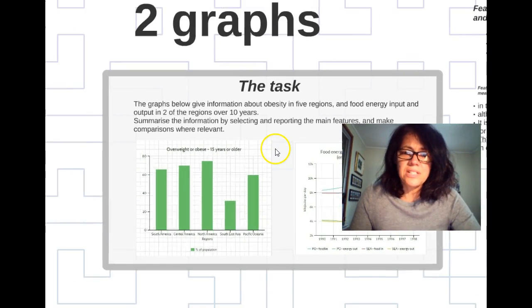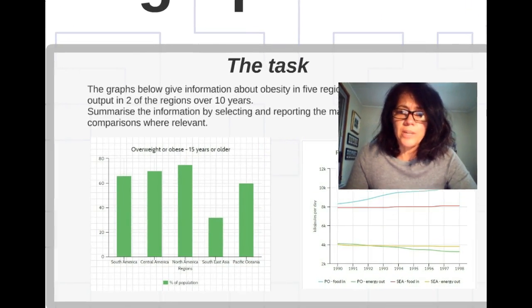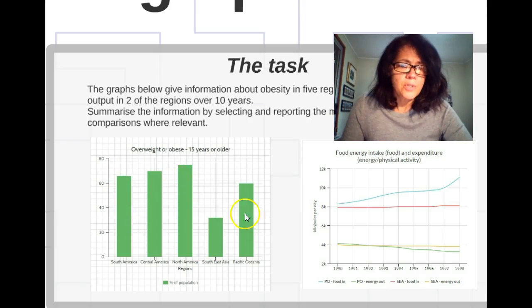Let's just have a look at it before we go on. So the bar graph shows you the percent of the population. So these numbers here are percentages. And the age group of the people are teenagers or older, so in other words, adults. And there are 5 different regions of the world.